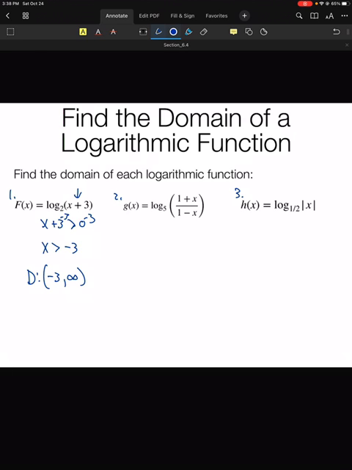You can expect something like this maybe on the homework, but probably not on the exam. I have log base 5 of (1 plus x) over (1 minus x), so (1 plus x) over (1 minus x) has to be greater than 0. That's the function log base 5 of (1 plus x) over (1 minus x). So the domain is the values for which (1 plus x) over (1 minus x) is greater than 0.